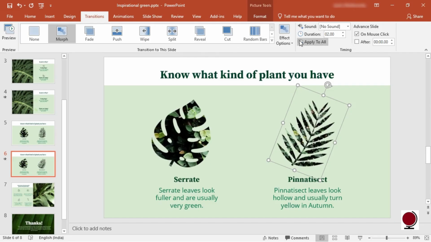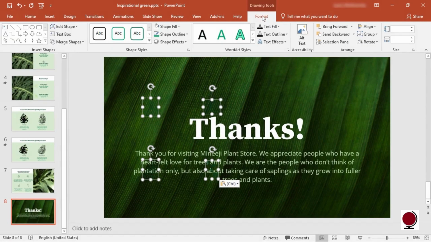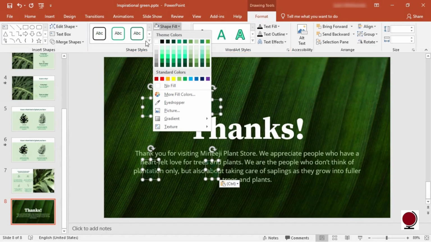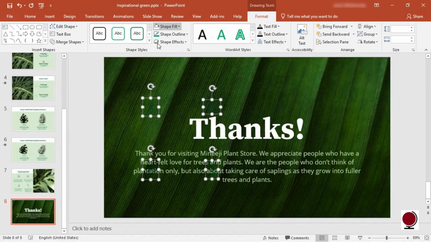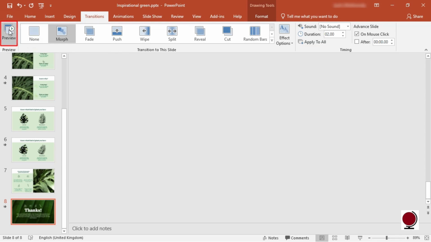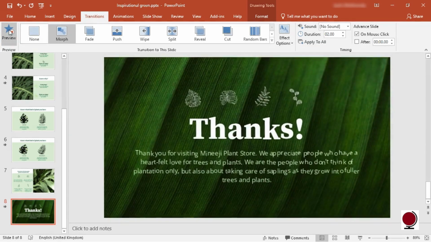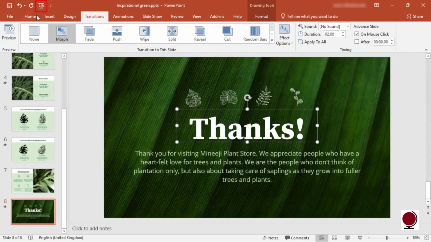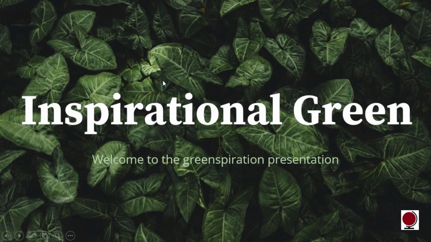From the same tab, go to the Effects options and choose how you would like the Morph Transition to work for you. To create good animation, you can move the objects around the slide, change colors, move text, move characters around, and so on. Click the Preview button to see the Morph Transition in action. You can also begin the slideshow from the Slideshow tab.